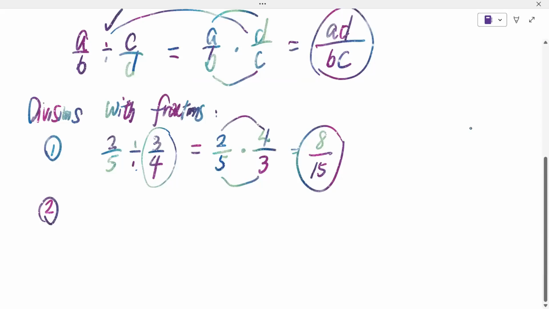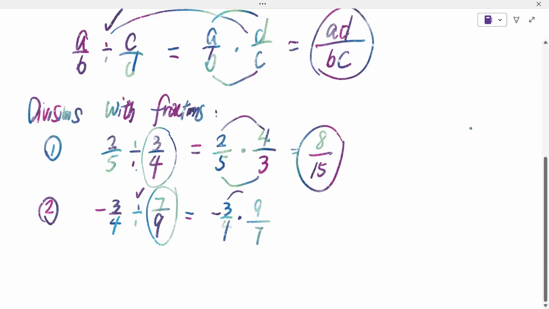Second one, let's say we have minus 3/4 divided by 7/9. Very similar, right? We're going to turn the middle division into multiplication and carry over the first fraction, we have 3/4. For the second fraction, we're going to use the reciprocal, meaning 9 goes on top, 7 goes on the bottom.